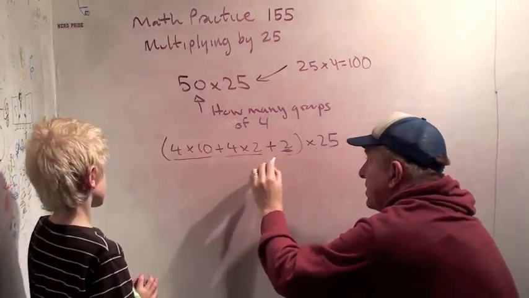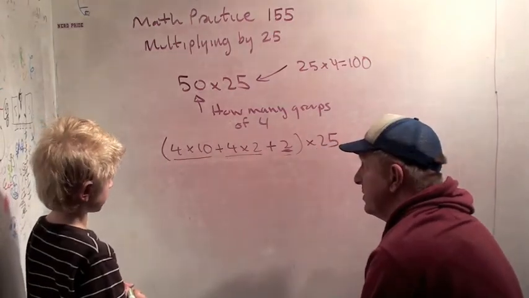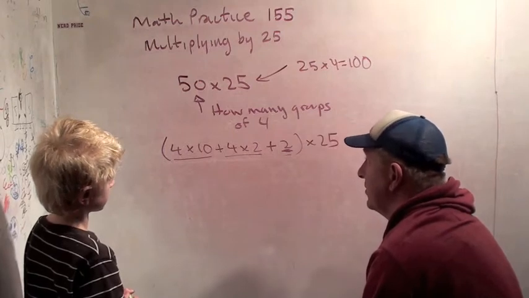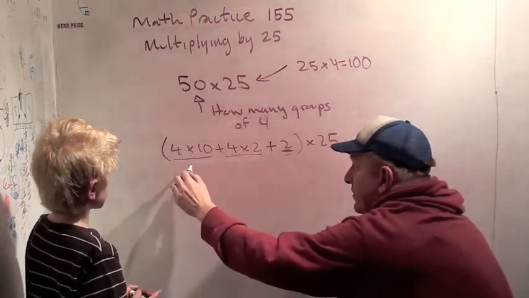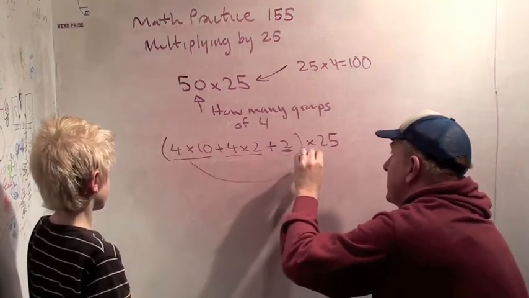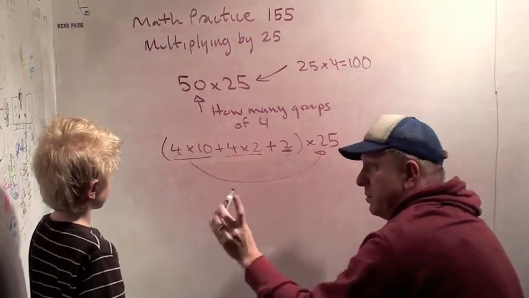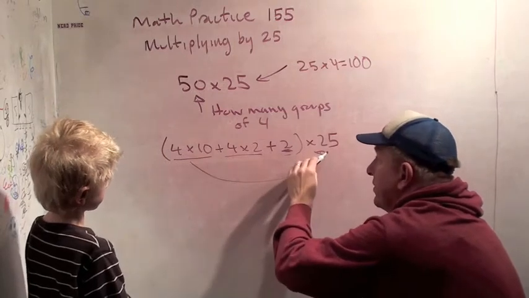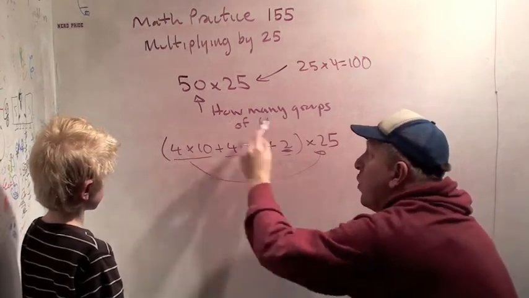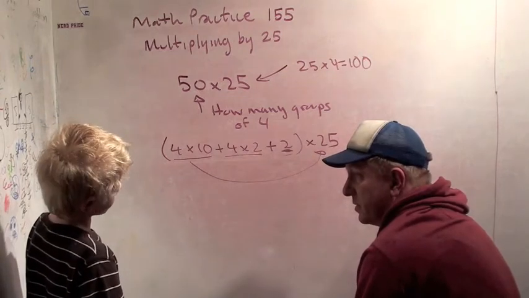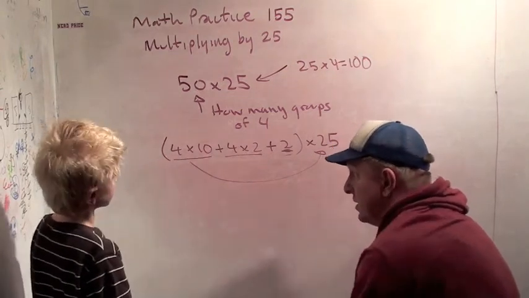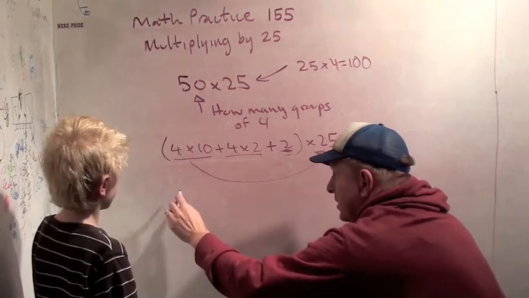Actually, by coincidence, the next section of Beast Academy is called the distributive property, so this works out pretty well. Okay, 4 times 10 times 25. Let's do it this way. So what's 25 times 4? Why did we group them into groups of 4? Because 25 times 4 is 100. And what's 100 times 10? It's 1,000.